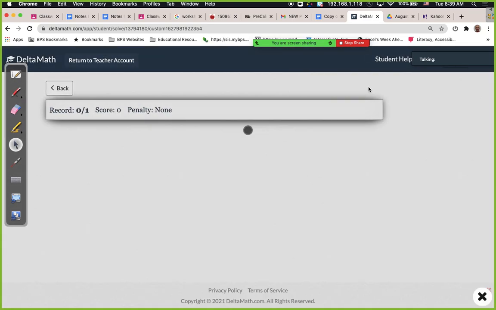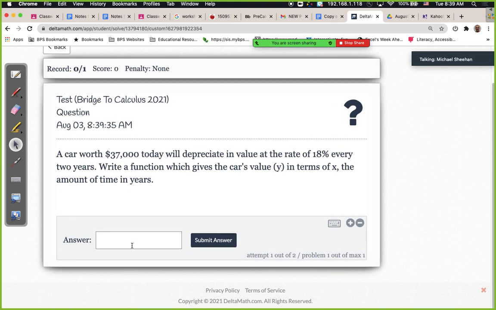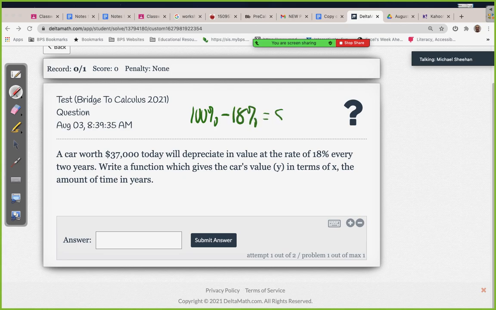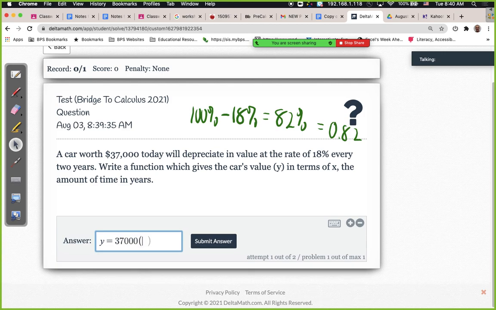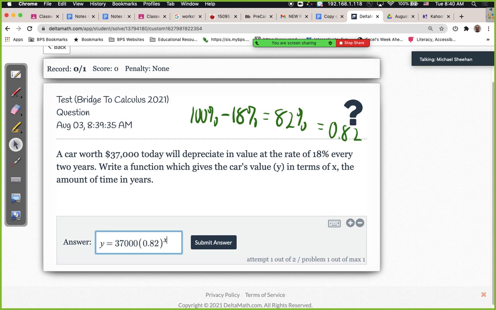All right, next section. A car worth $37,000 today will depreciate at the rate of 18% every 2 years. Well, 100% minus 18% leaves you 82%. And as a decimal, that's 0.82. So that's really what we need to say here. It tells us the value is y. Y equals 37,000 times 0.82. And it's not every year, it's every 2 years. So we're going to do it to the x over 2 power.